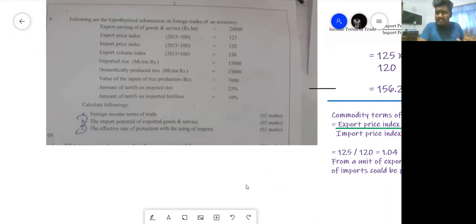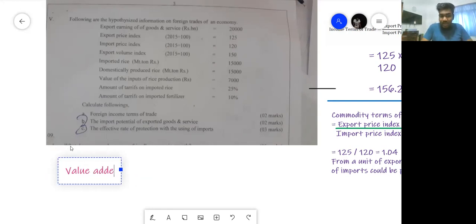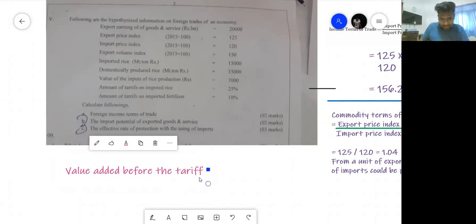Now, first of all, let's forget that there is any tariff. There is no tariff at all. So when there is no tariff at all, let's calculate the value added before the tariff. If you're lost anywhere, please stop me and ask. Okay, so how does this come?